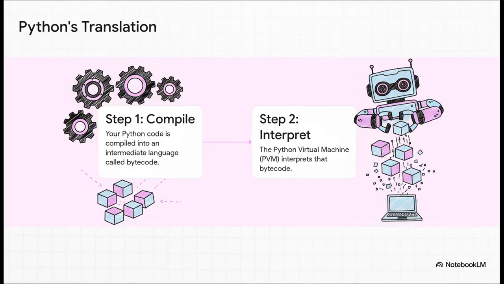So here's how it works. When you run your Python code, it first gets compiled, but not into machine code. It gets turned into this intermediate language called bytecode. Think of it as a generic, low-level language. Then a program called the Python Virtual Machine, or PVM, steps in. And that PVM acts as an interpreter, translating the bytecode into the specific machine code for whatever computer you're on.